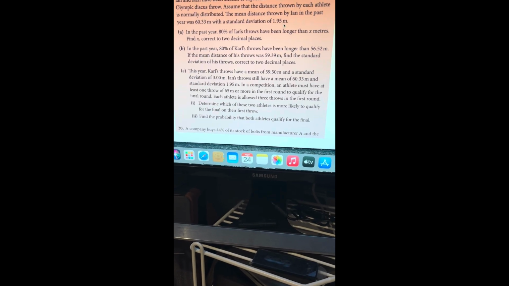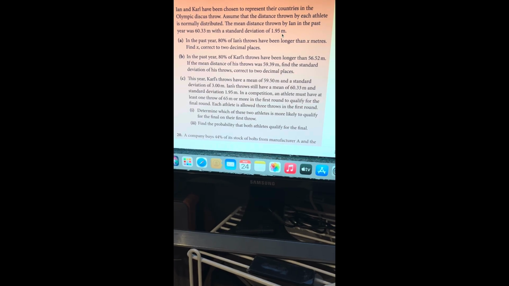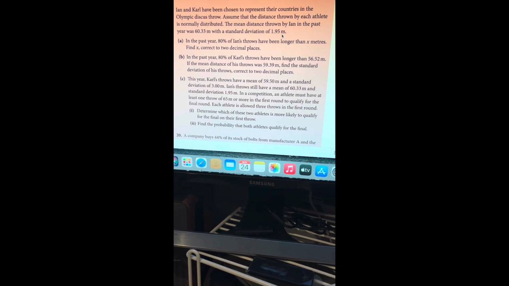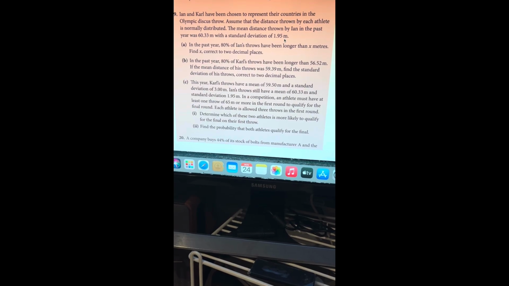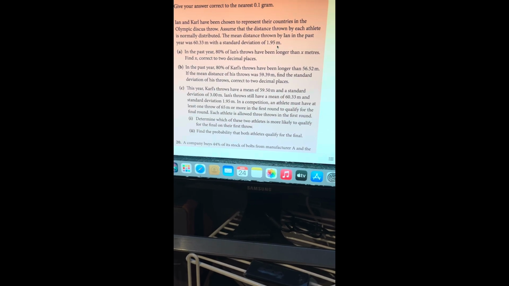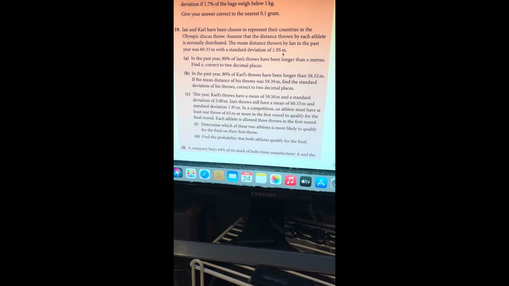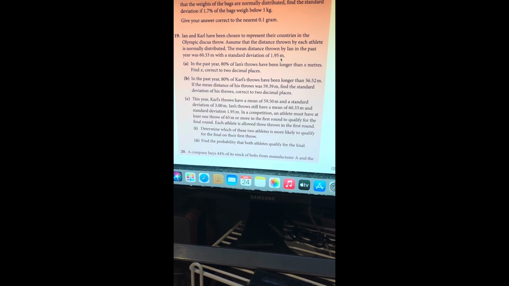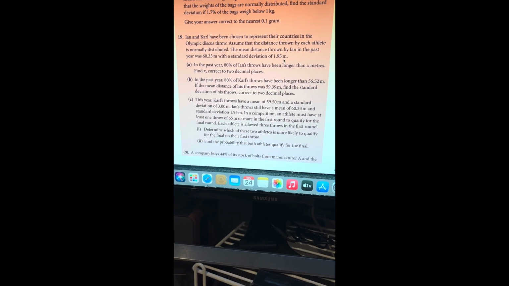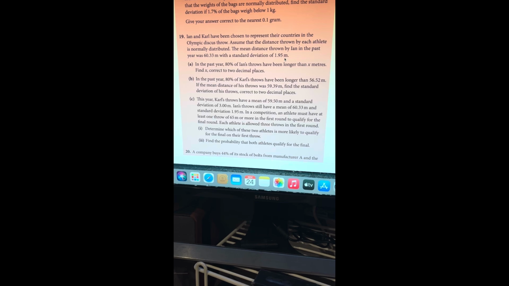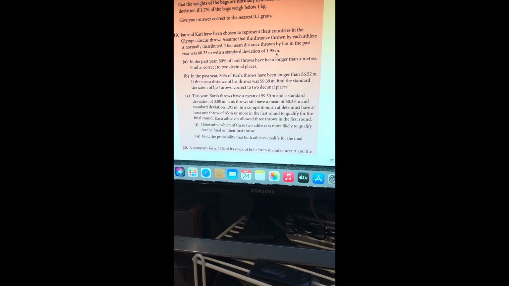In a competition, an athlete must have at least one throw 65 meters or more in the first round to qualify for the final round. Each athlete is allowed 3 throws in the final round. Determine which of these 2 athletes is more likely to qualify for the final on their first throw. So it doesn't really matter that they get 3 throws. I only care about the first throw here. That's kind of extra information just to throw you off.